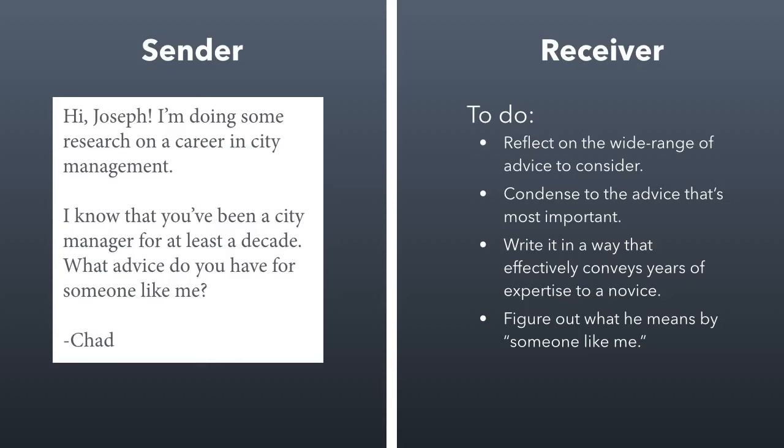And then also, you know, the email is a little vague, right? Because it says, "What advice do you have for someone like me?" If you don't know very much about Chad, you don't know how to tailor the advice. And so you need to figure out what Chad means by someone like me.